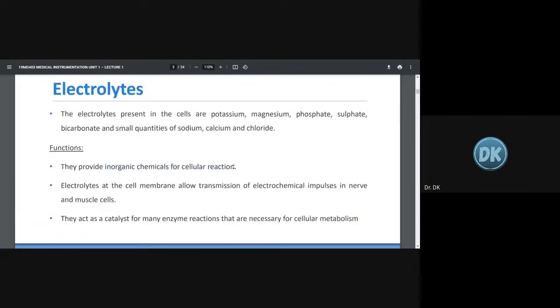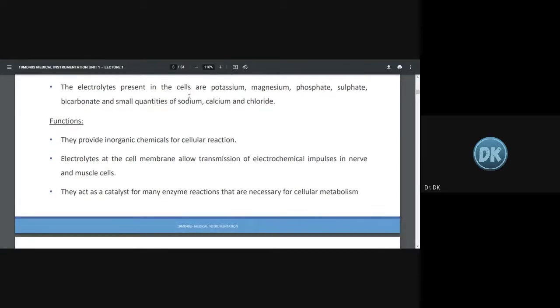So in anatomy and physiology, you would have studied the structure and functioning of the human cell, right? So how it works and what the different components inside the cell are, all those things you would have studied. So this electrolyte provides the chemical structure for cellular reaction. So electrolytes at the cell membrane allow the transmission of electrochemical impulses in the nerve and the muscle cells. So this is what we have seen in this video.